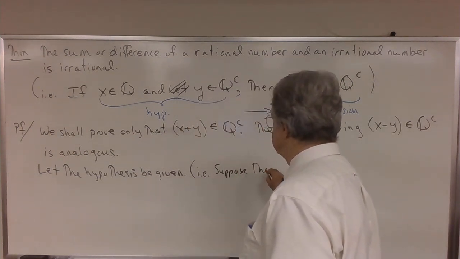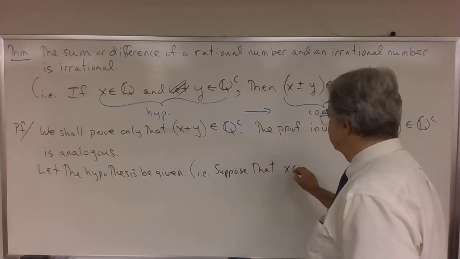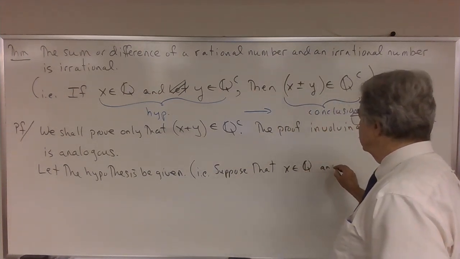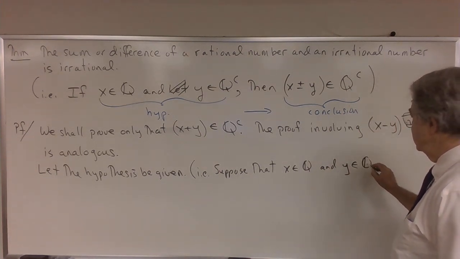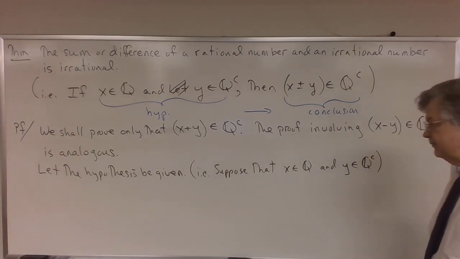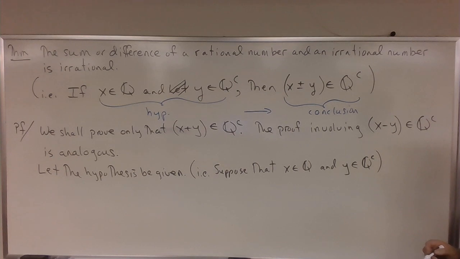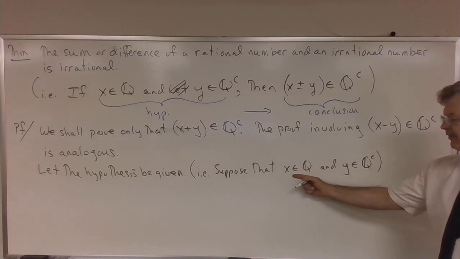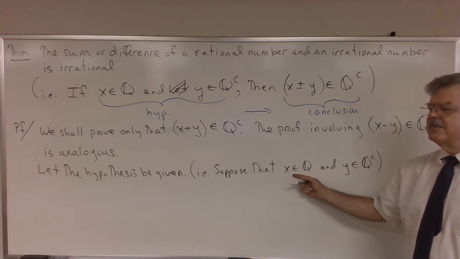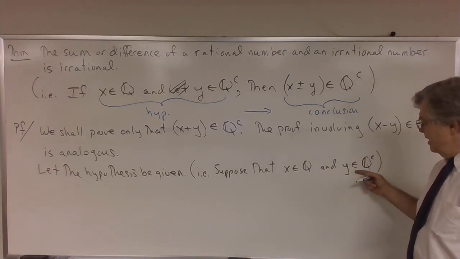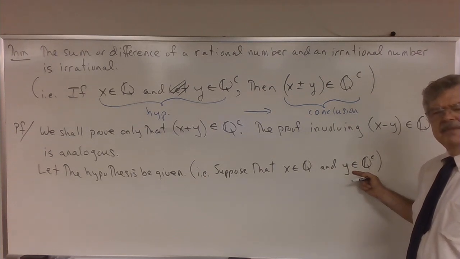Suppose that x is a rational number and that y is an irrational number. Okay. So I've written out my hypothesis explicitly. I know since x is rational, I can write it as the quotient of two integers where the denominator is not 0. I can't do that for y.